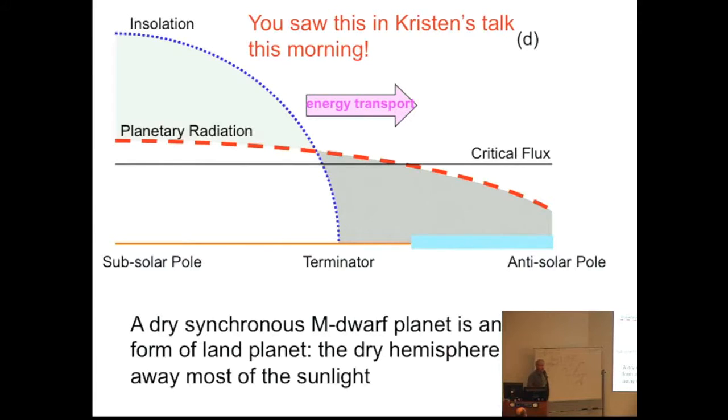This is an old cartoon drawn for that purpose. But you saw this in Kristen's talk this morning, this very kind of planet, where the backside is radiating, the front side is getting too much radiation, but as a whole, the thing is stable.